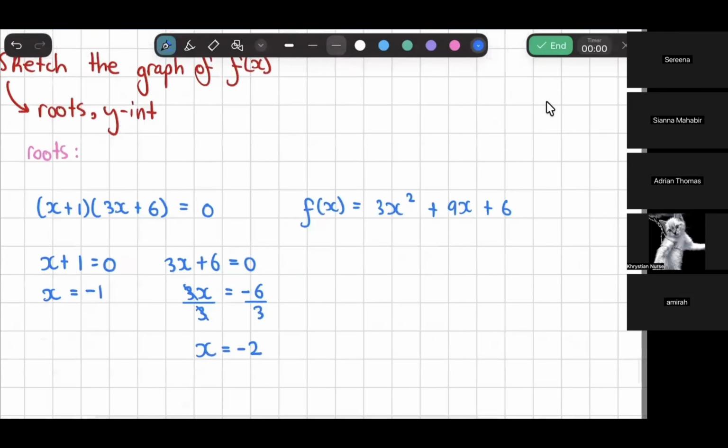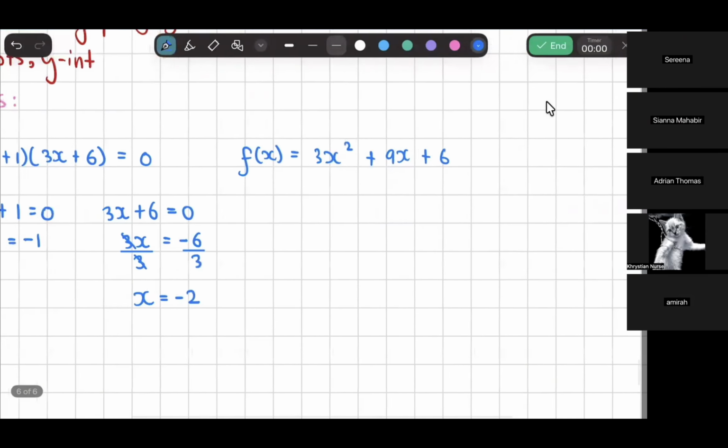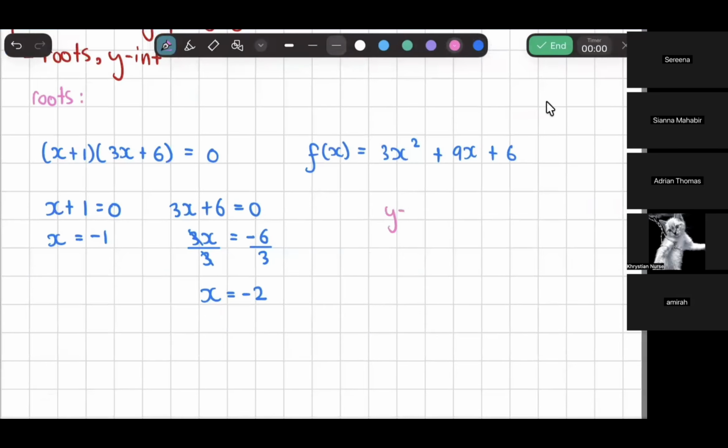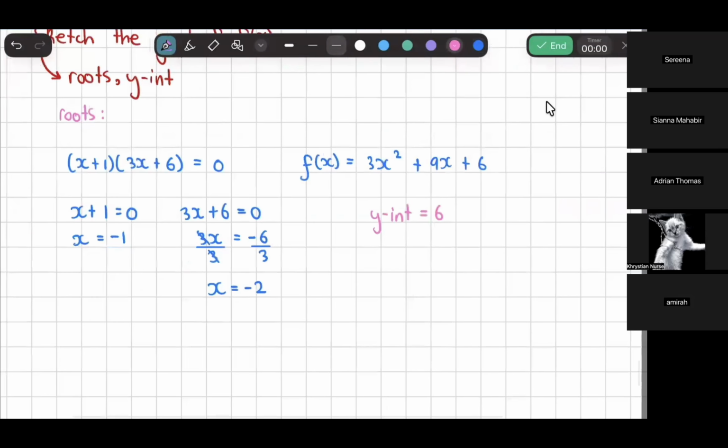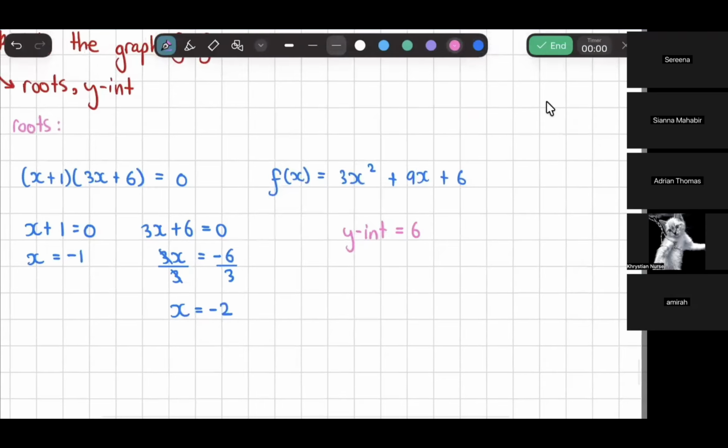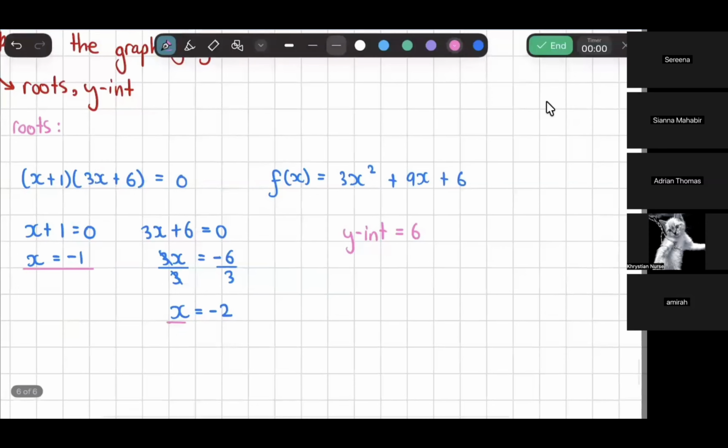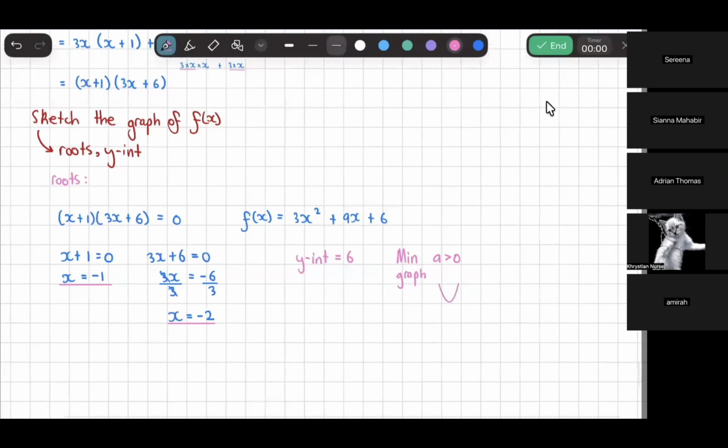Lovely. So we have your roots. Could you tell me the y-intercept? The y-intercept is 6. Right. Could you tell me if it's a maximum or a minimum? It would be a minimum. Why would it be a minimum? Because the a value is more than 0. Right, the a value is more than 0. So it's going to look like this.